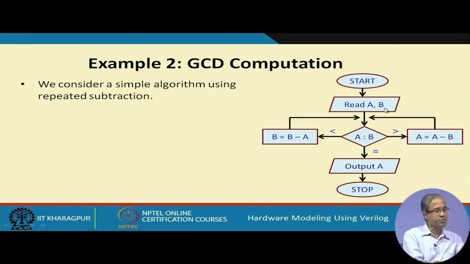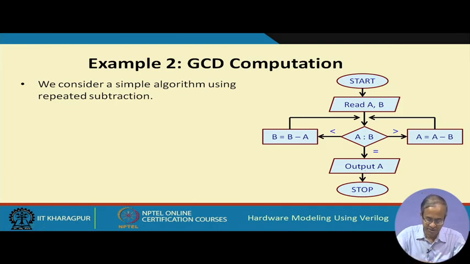The algorithm is depicted in this flow chart; you can see it is very simple. You read the two numbers for which you are trying to compute the GCD, then you compare A and B. If A is less than B, then compute B minus A and store the result in B. If A is greater than B, then you subtract B from A. And if you find they are equal, then you have already got the result. So, let us take an example.